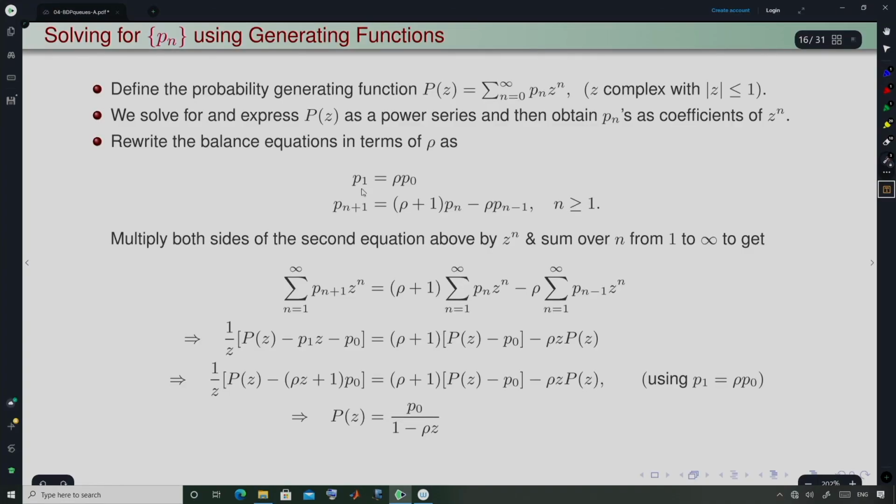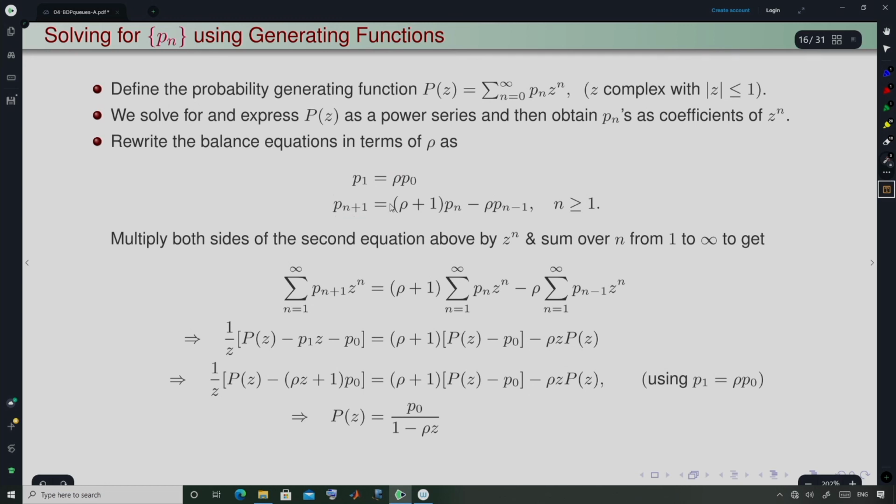So, where do you start? You start with the flow balance equation, which we already said: mu P1 equal to lambda P naught. So, dividing by mu, lambda by mu is rho. So, P1 is equal to rho times P naught.